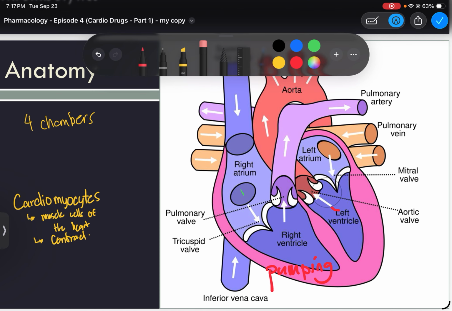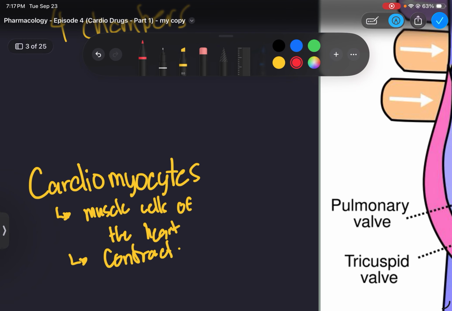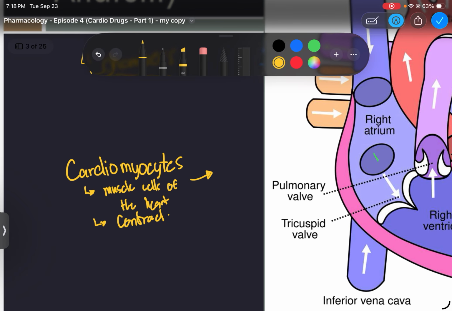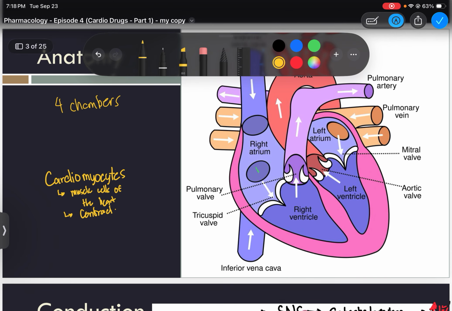So our heart is made out of cardiomyocytes. It is a muscular organ. Cardiomyocytes are the muscle cells of the heart. They are the ones responsible for contraction of the heart.